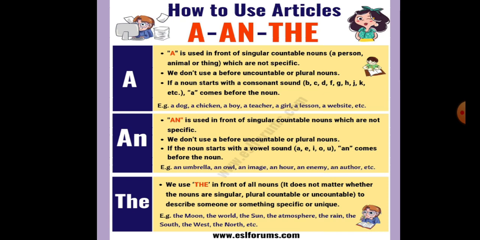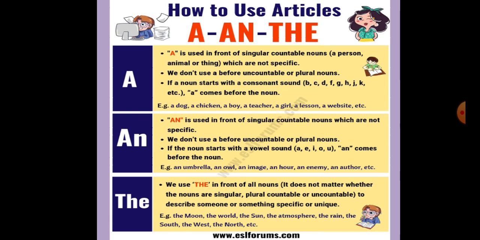An is used in front of singular countable nouns which are not specific. We don't use an before uncountable or plural nouns. If the noun starts with a vowel sound, A, E, I, O, U, an comes before the noun. For example, an umbrella, an owl, an image, an hour, an enemy, an author, etc. We use the in front of all nouns. It does not matter whether the nouns are singular, plural, countable or uncountable, to describe someone or something specific or unique. For example, the moon, the world, the sun, the atmosphere, the rain, the south, the west, the north, etc.